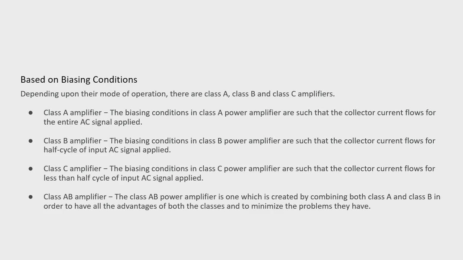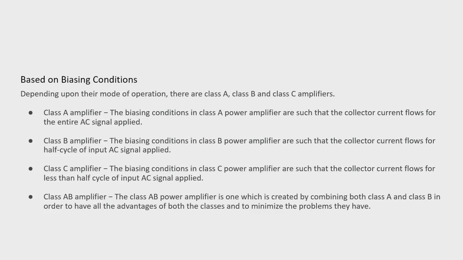Amplifiers are also classified depending upon the mode of operation. There are Class A, Class B and Class C amplifiers. In Class A amplifiers, the biasing conditions are such that the collector current flows for the entire AC signal applied. In Class B amplifiers, the biasing conditions are such that the collector current flows for half of the cycle of the input AC signal applied. And in Class C amplifiers, the biasing conditions are such that the collector current flows for less than half cycle of the input AC signal applied.